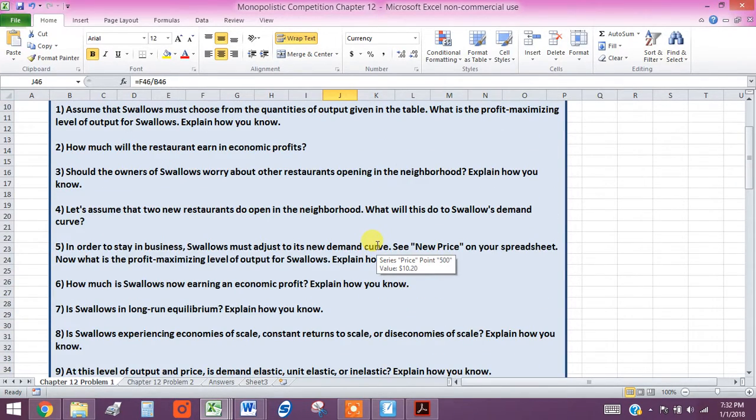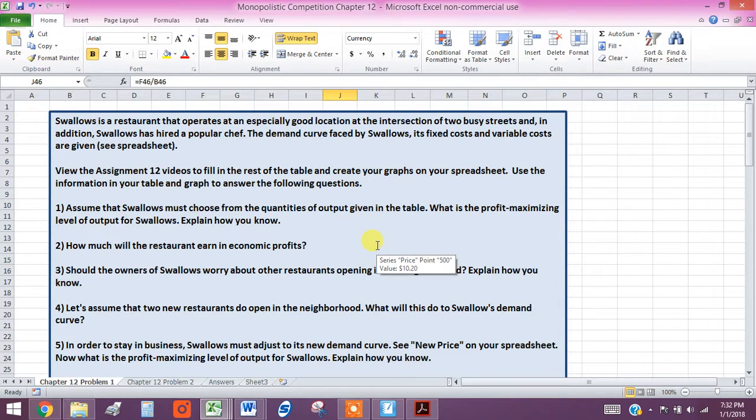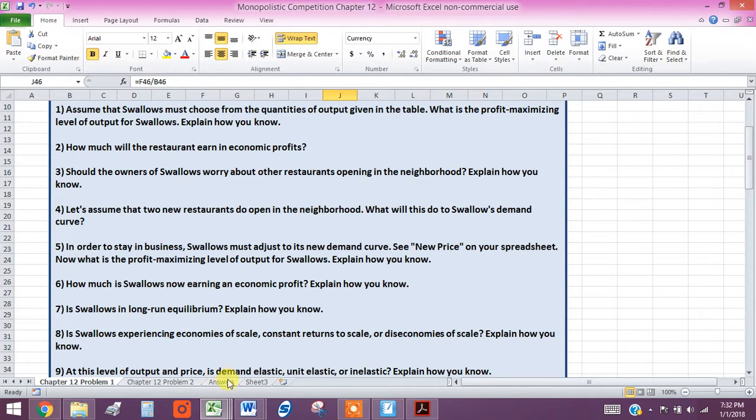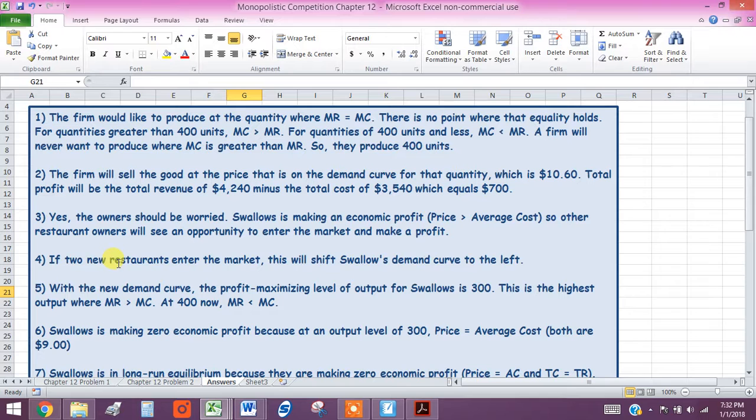So Swallows will suffer a lower demand. So demand will shift to the left. Okay, so let's just go back over here and just see what I put here. Yes. Okay, easy enough.